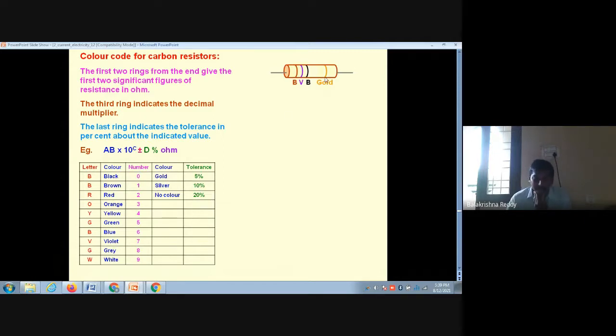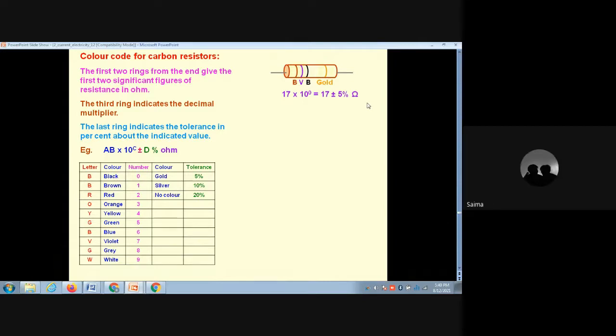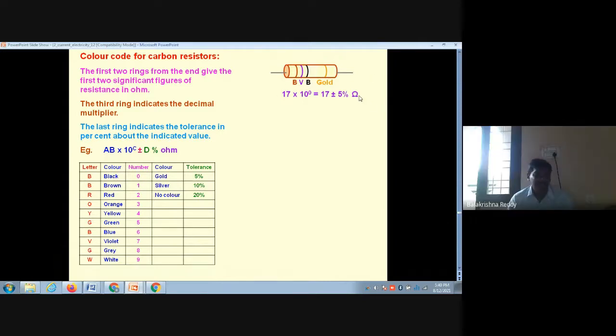Next, gold. This is the tolerance. How much tolerance does it have? 5% tolerance. So the total value of this given resistor is 17 into 10 to the power of 0, plus or minus 5%. Got it? Yes, sir. This is the way we calculate the value of the resistance. Okay, sir, it's very nice, but for this we should memorize the order. How to memorize it, I'll also tell you.